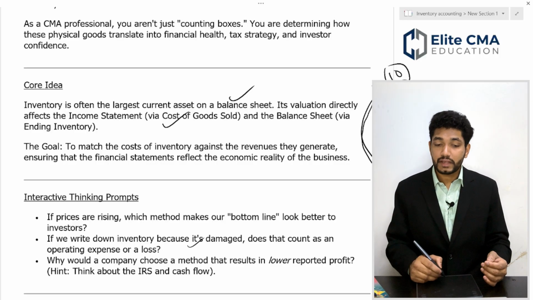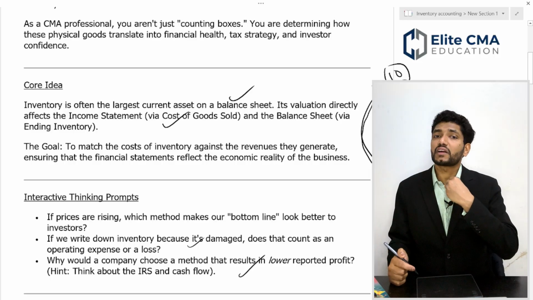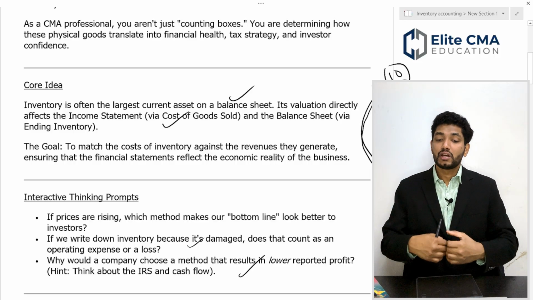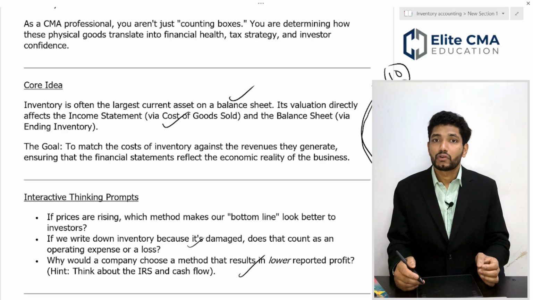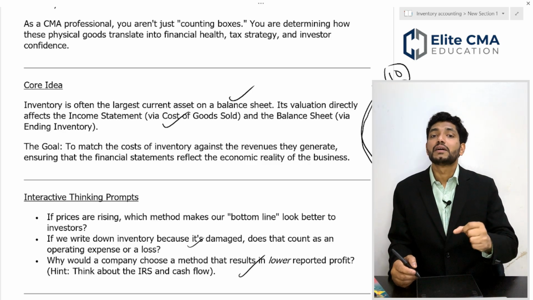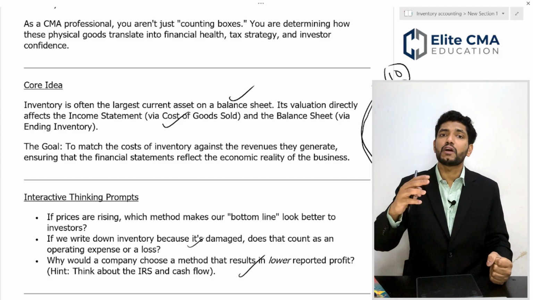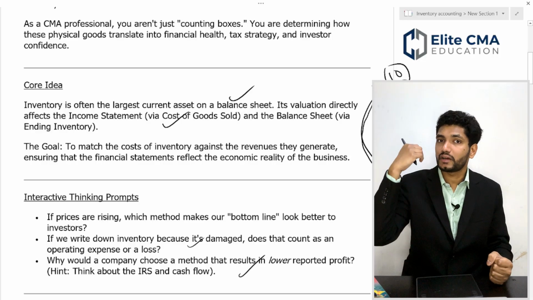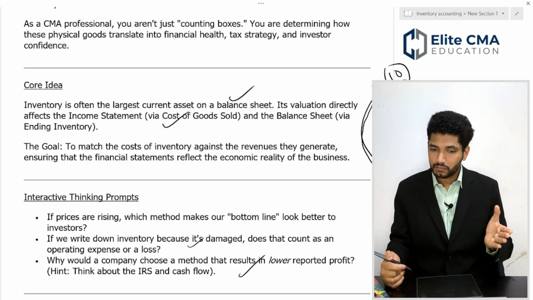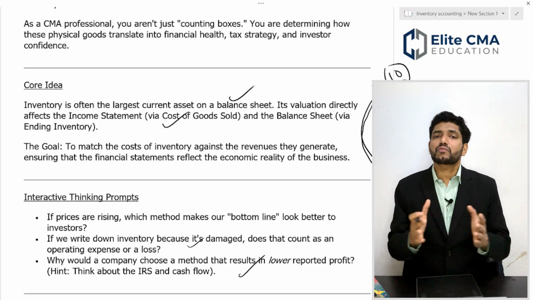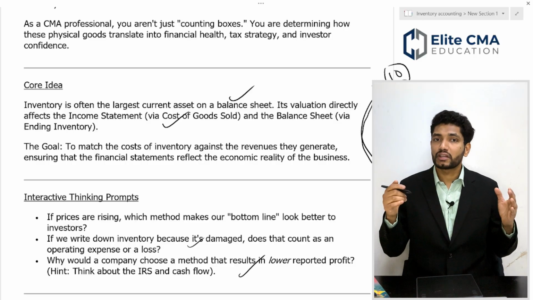Why would a company choose a method that results in lower reported profit? Normally, companies prefer to choose an accounting method which will report lower profit. What is the reason for that? The first thing is to gain an advantage over the tax liability. If you report more profit, you have to pay more tax. If you report less profit, you have to pay less tax. So this is one reason that companies normally prefer to choose the method that reports lower profit.